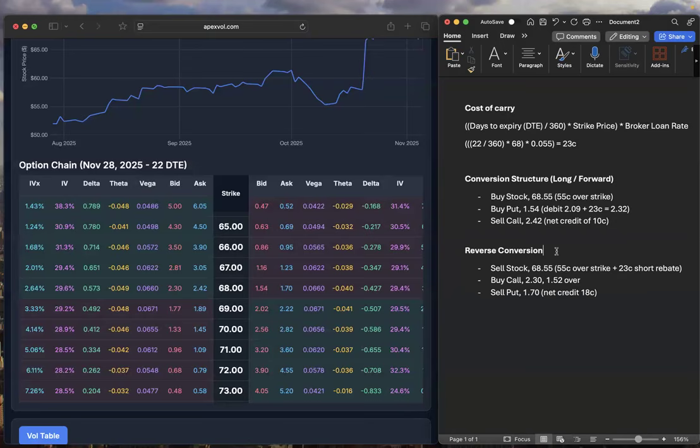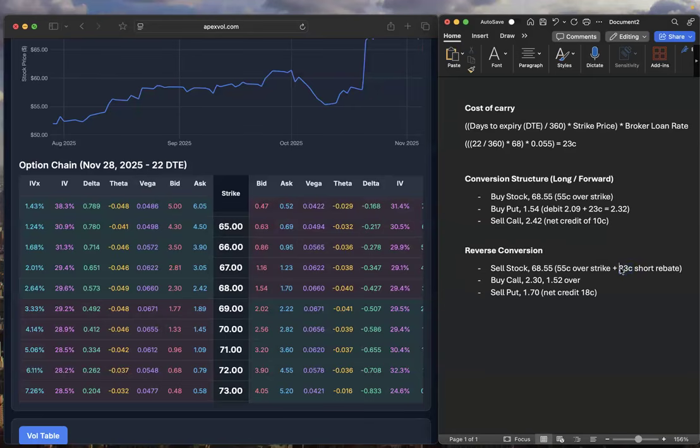The additional impact to the rebate is the cost of the borrow on the stock. Again, we're going to use a static rate for sake of example, but we need to mention those two considerations. And again, let's look at the legs. In this case, again, we're using 68.55 as the stock price, but this time we're selling the stock over strike and it's a credit, plus the 23 cents in short rebate.